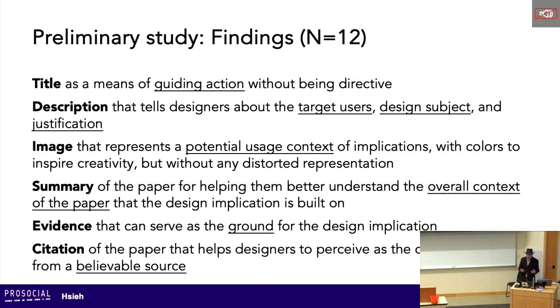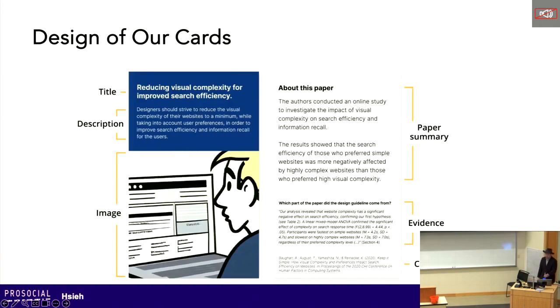And we gained some of these insights. Again, thinking about the title as a means to guide action without being too directive. Coming up with a description section that tells designers about the target users, design subject, and justification. Come up with an image that represents the potential usage context of the application, with colors to inspire creativity. A summary of the paper to help them understand the overall context. Provide the evidence to serve as the ground for the design implication, and then citations so that if you do want to go back to the paper, you can. We're here to bridge. And so this is the overall structure of the cards, as you saw.